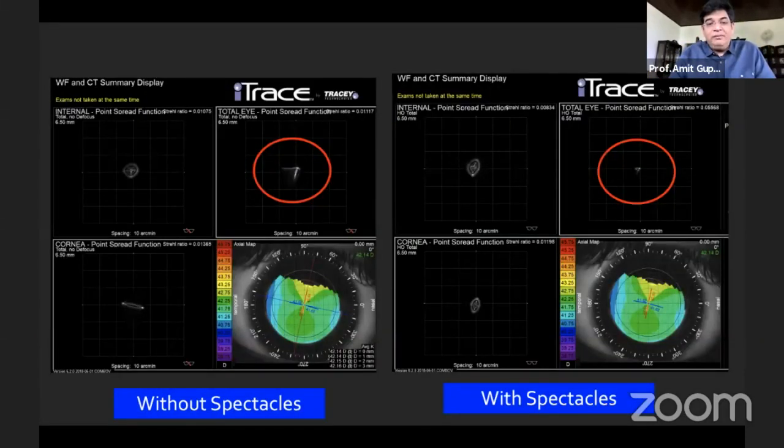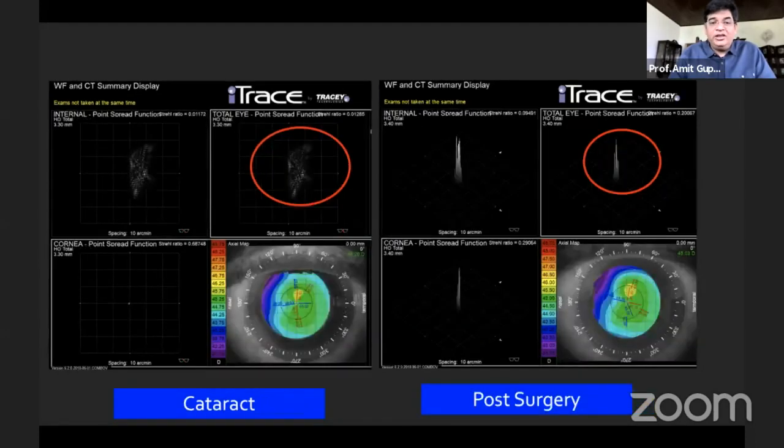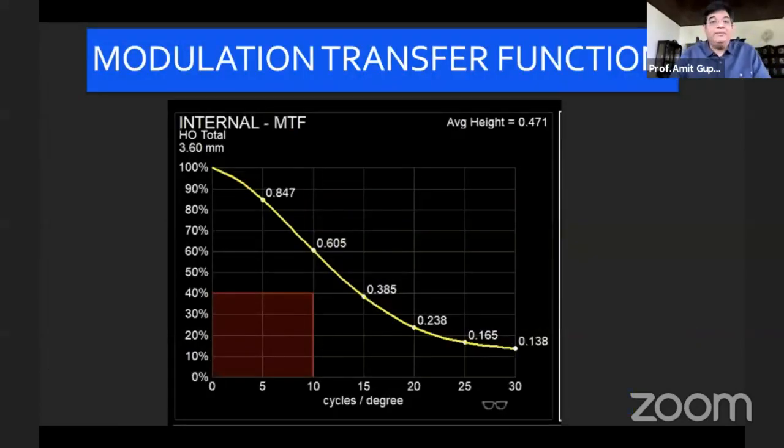So this is a patient. We see the total eye PSF without spectacles and with spectacles, and we can see how the visual problems have just disappeared simply by the use of spectacles. On the other hand, this patient has a cataract. He has an internal PSF, and only a cataract surgery could actually make the distortion go away.